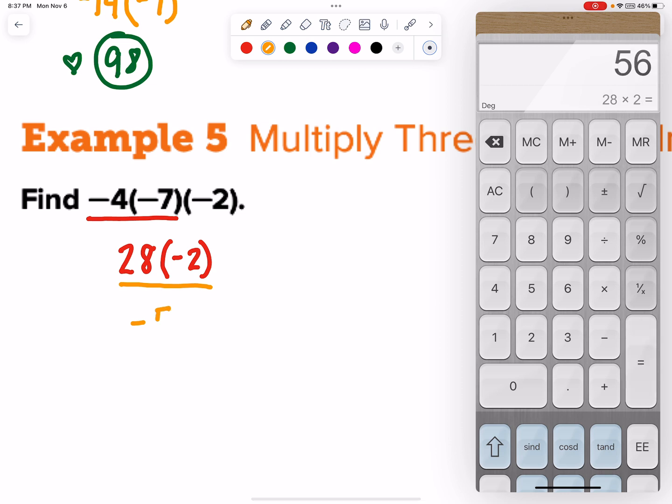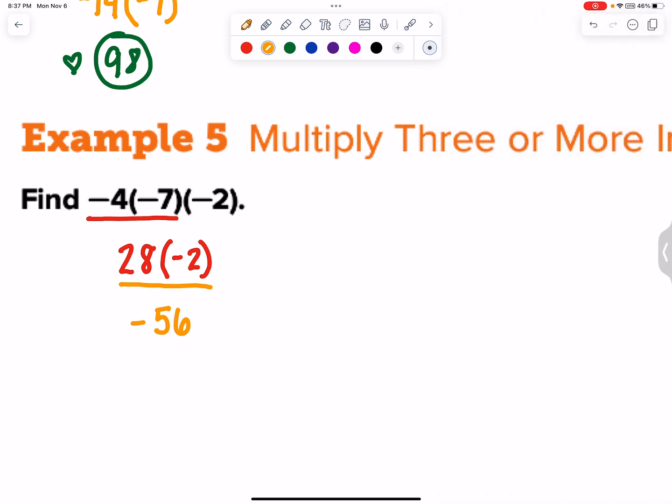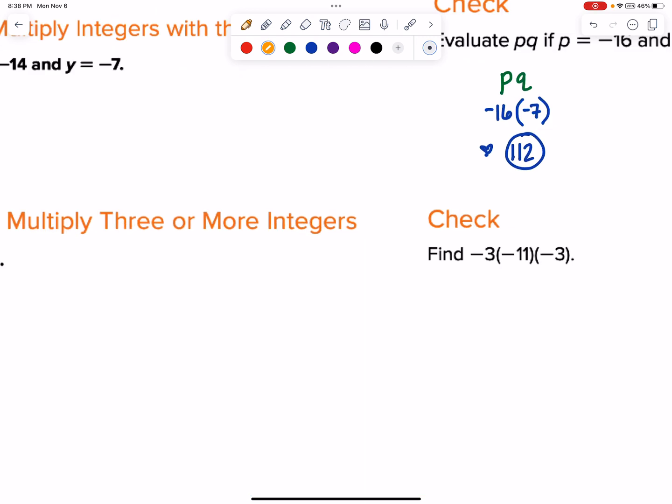I double check it anyway, and it's negative because we love to hate, so we actually hate. That's like saying 28 groups of negative 2. And so there we go with negative 56. Let's go ahead and check it.